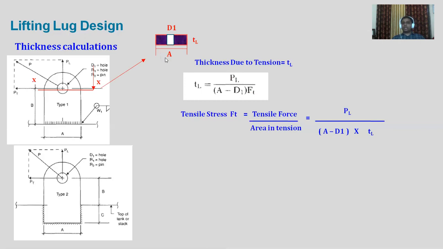So this purple color area, or dark blue color area, is the area which is going to resist that tension. So how to calculate that? A minus D1. So this is this width and this width multiplied by this thickness. So (A minus D1) into TL will give us this purple color area which is going to resist the force caused by PL. So PL divided by (A minus D1) into TL will give us the tensile stress.